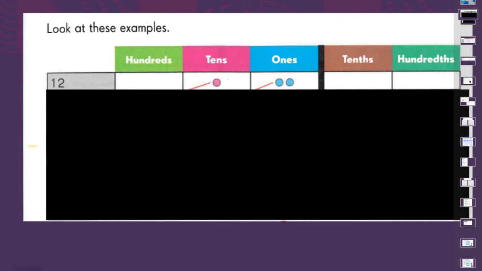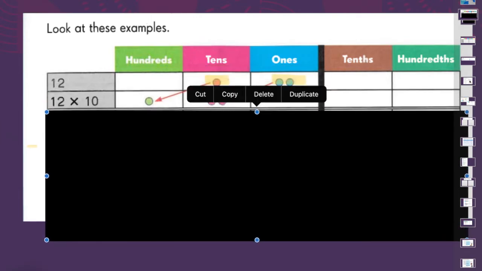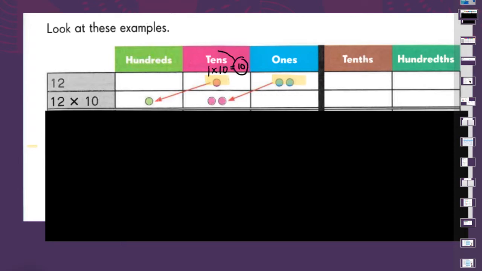So let's start by just looking at the number 12. Okay, we've made it on our place value chart. We can see that in the number 12, we have 1 ten and 2 ones. Now, if we were going to multiply 12 times 10, so now we have 12 groups of 10. So 1 ten times 10 would give me 10 tens. So those 10 tens would need to be regrouped into 100. And if I had 2 ones times 10, so 2 ones times 10 gives me 20 ones. Those 20 ones would be regrouped into 2 tens.